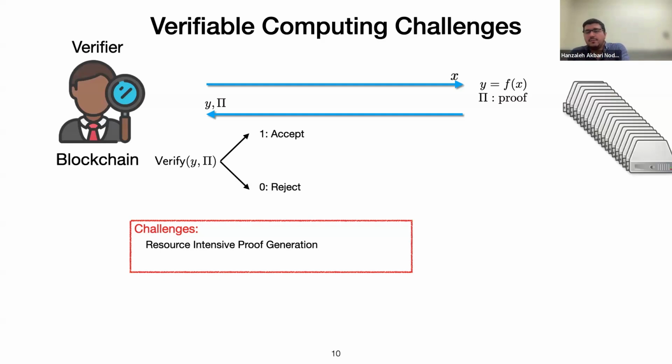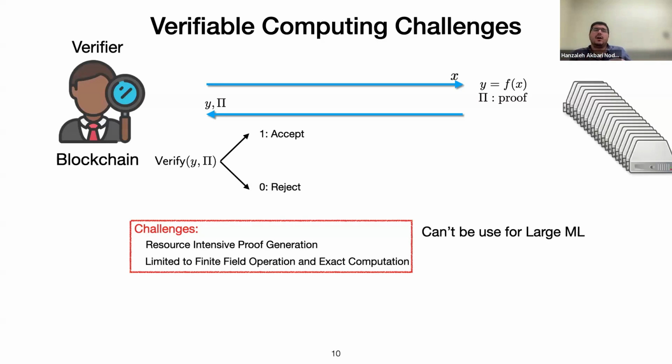Okay, so it's very heavy. And because of this, we can't utilize these kinds of approaches for emerging use cases like LLMs. The other problem is that in most of these verifiable computing schemes, we are limited to finite field operations and exact computation. All of the computation is within a finite field and everything is exact.